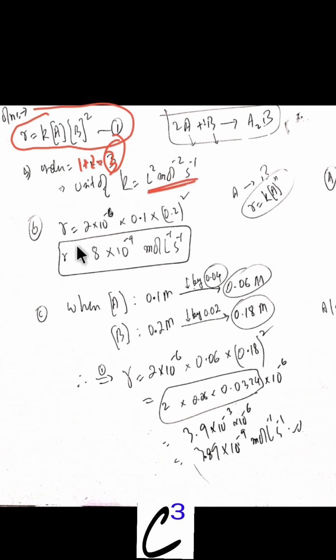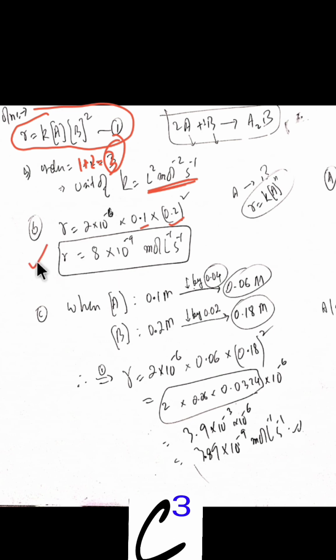Okay, so moving to the second part of the question, we need to calculate R when A is 0.1 and B is 0.2. So after substituting the values of K, A and B in this expression, equation number 1, we get the initial rate of the reaction, which is equal to 8 into 10 power minus 9 mole per liter per second.